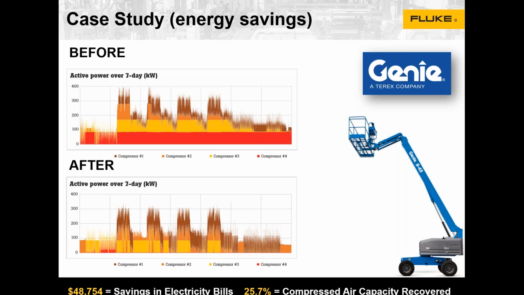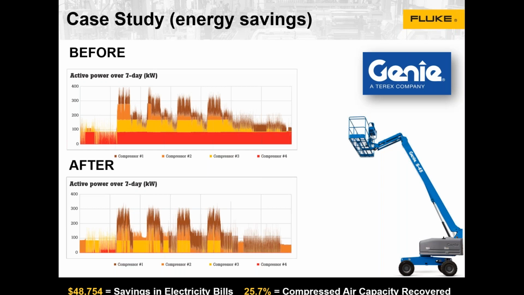And what that translated to was almost $50,000 of annual savings on their utility bill or their electricity bill. And it also recovered almost 25% of their air capacity. And if you can see the bottom graph there, compressor number 4 didn't have to run at all. They were able to recover so much capacity that it shut down compressor 4, and they didn't have to run that one anymore. They had now a more robust and redundant system in case of some other catastrophic failure.